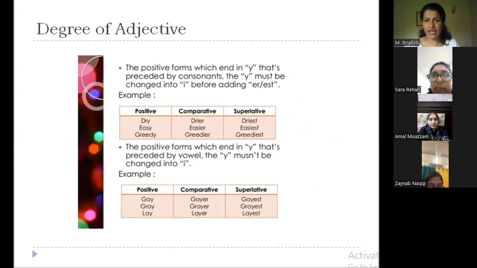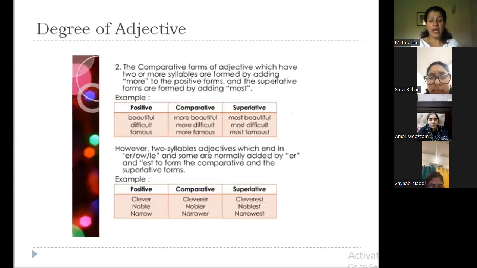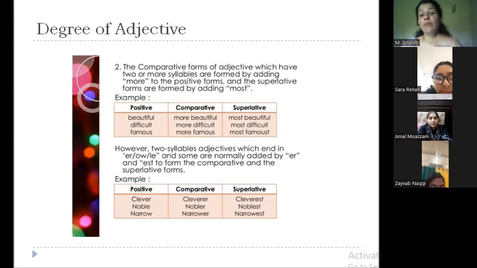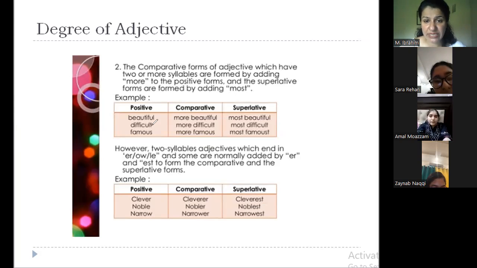Moving over to the next point. The comparative forms of adjectives which have 2 or more syllables are formed by adding more to the positive form, and the superlative forms are formed by adding most. Beautiful, more beautiful, most beautiful. Difficult, more difficult, most difficult. Famous, more famous, most famous. Now I will tell you how syllables work.